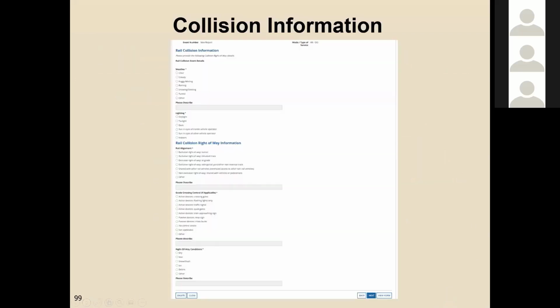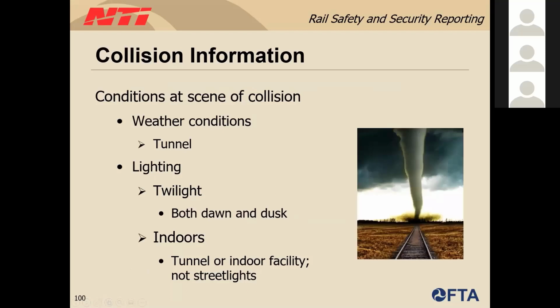After the collision event information screen, the collision information screen will appear. This is a snapshot of the first part of the collision information screen. The collision information screen captures information about the conditions at the scene, such as the weather and lighting conditions at the time of the collision. The twilight selection is used to refer to both dawn and dusk when it is not full light or full dark out. Please be sure your lighting corroborates the AM/PM time you entered on the basic information screen. Indoors is not used to indicate street lights or lights at a station platform.